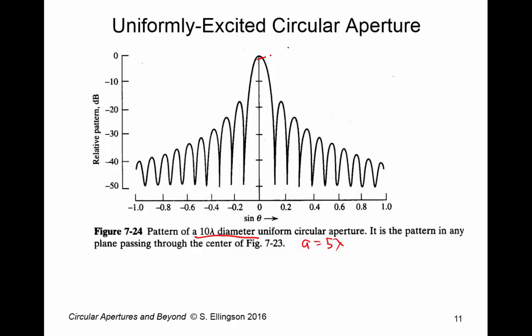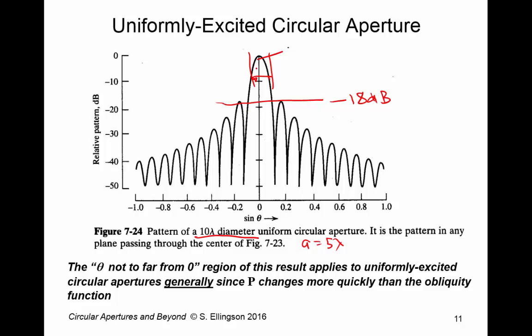So it's a normalized field pattern. So the maximum value is 1, or 0 dB. Just to point this out, this first side lobe level is minus 18 dB or so. Not exactly, but approximately minus 18 dB. And then we see it has a certain half-power beam width, which we could measure or define if we wanted to, and we will in a moment.